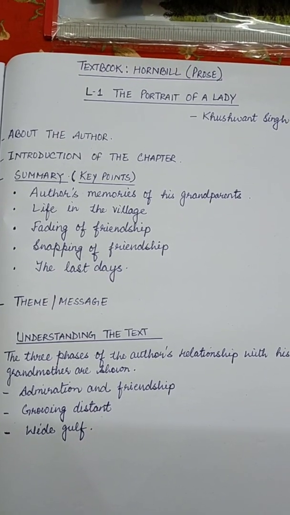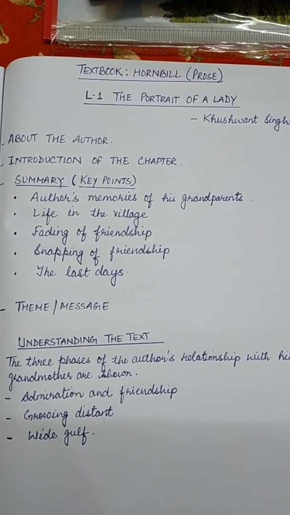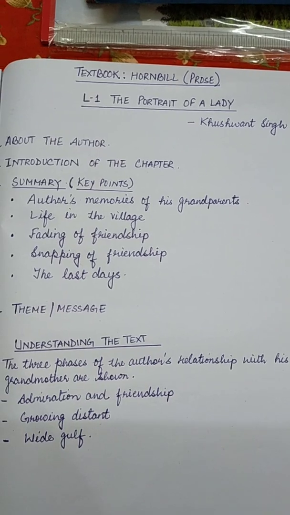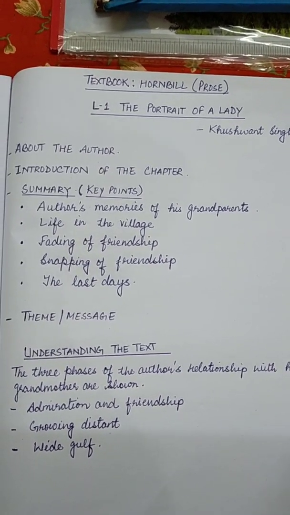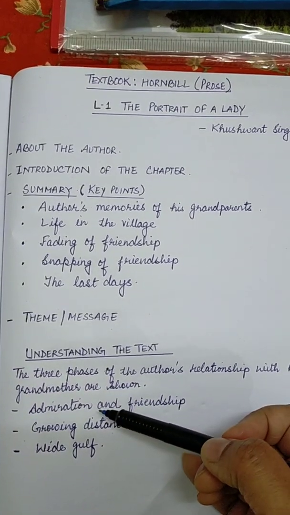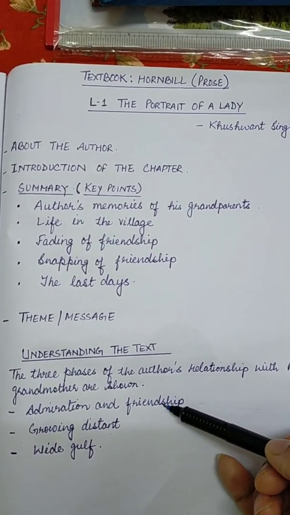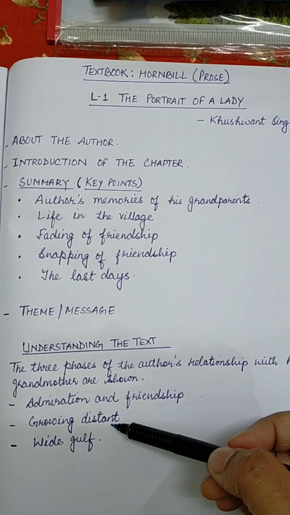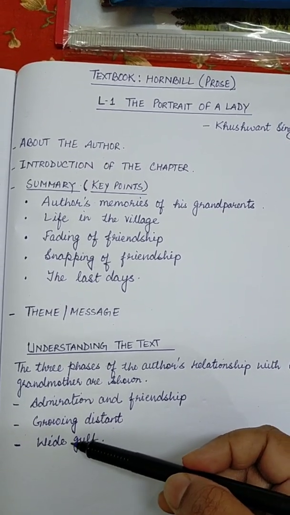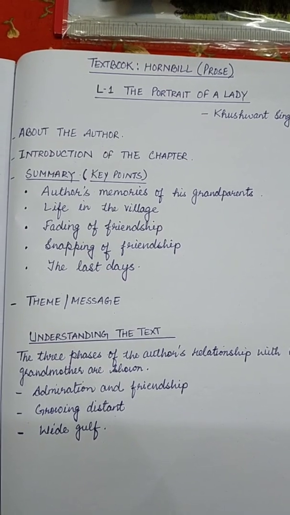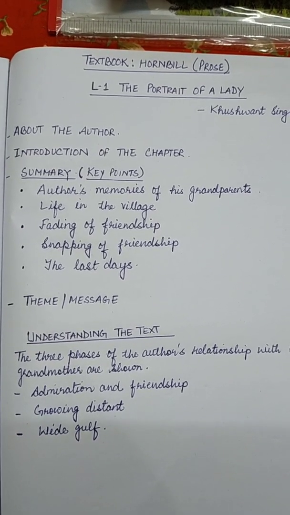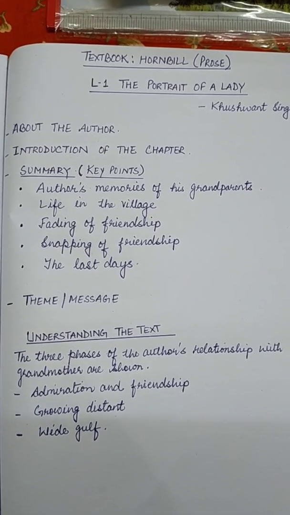So the 3 phases of the author's relationship with his grandmother can be divided into 3 headings, you may say. The first one is admiration and friendship. Second is growing distant. And third one is wide gulf. Now these 3 phases came into their life before he had left to study abroad.